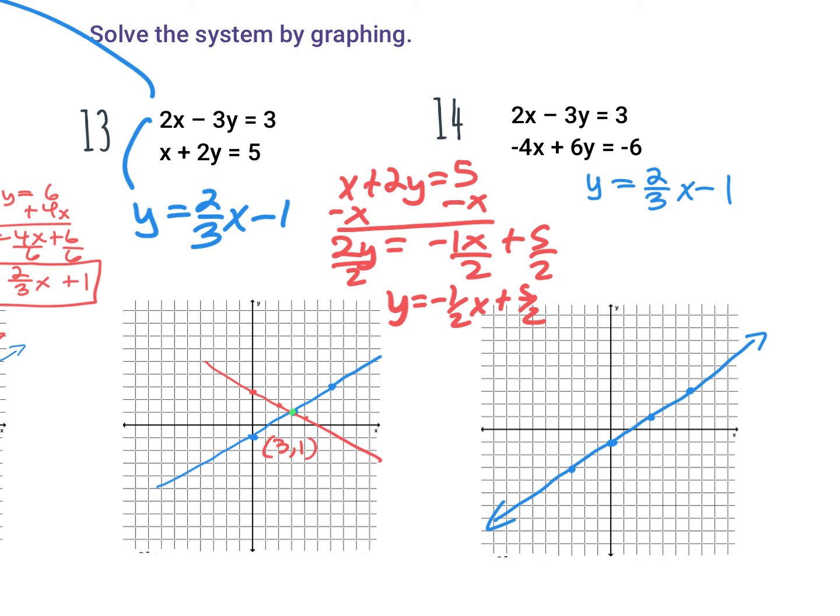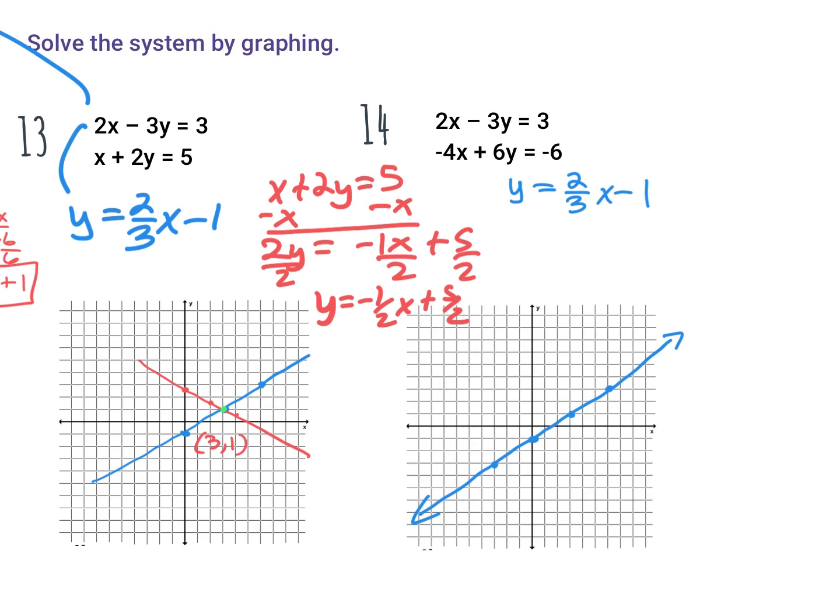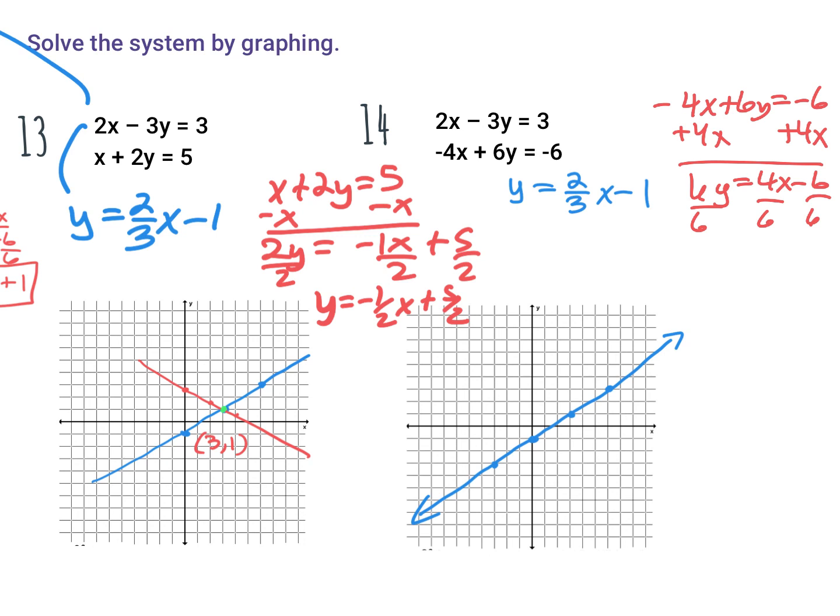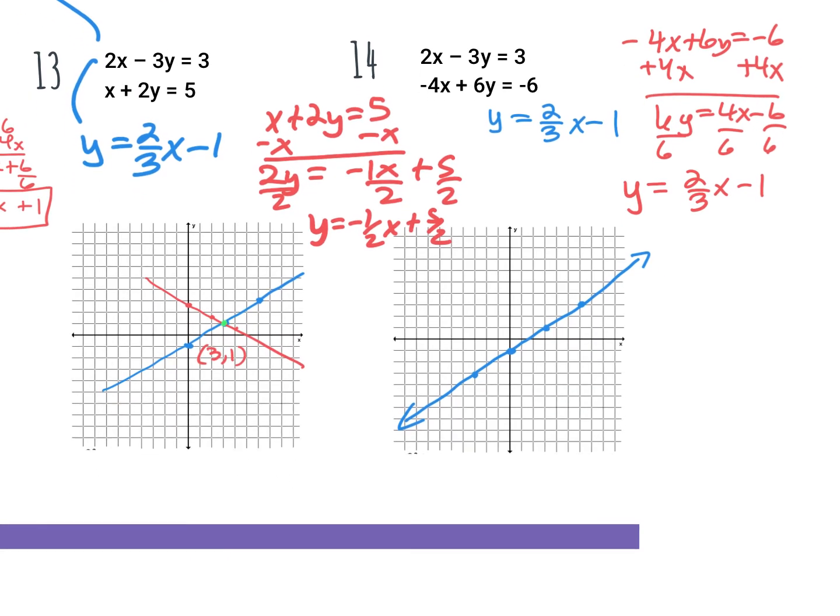All right, then I need to rearrange the second equation. Negative 4x plus 6y equals negative 6. I'm going to add 4x. 6y equals 4x minus 6. Divide everything by 6. And y equals 2/3 x, I can reduce the 4/6, minus 1. And actually, this was the second equation from number 12.